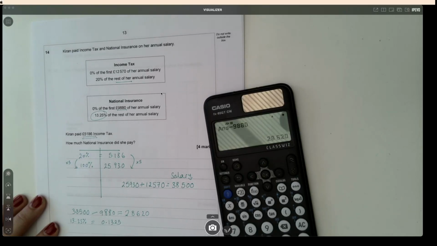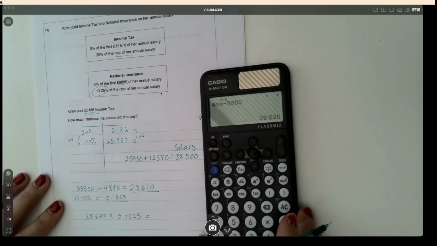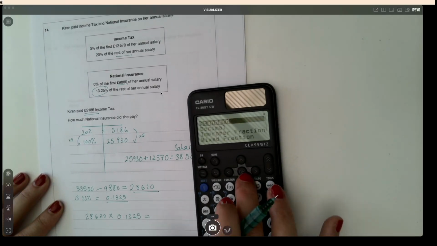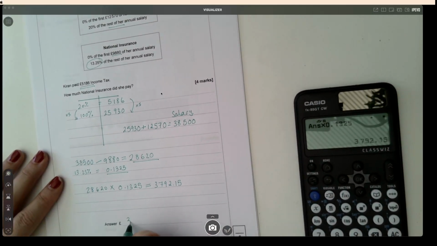0.1325 as a decimal. So that's what I'm going to use as a multiplier here. I'm going to multiply this remaining salary by this multiplier to find that 13.25%. So 28,620 multiplied by the multiplier for 13.25% is £3,792.15. So that's how much national insurance she paid.